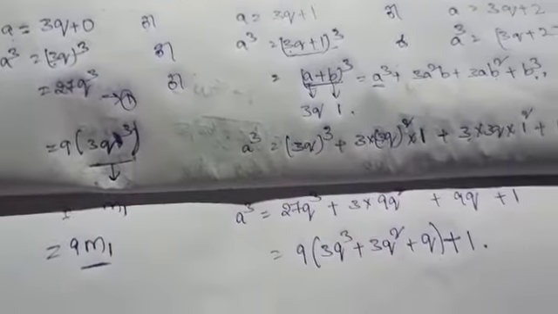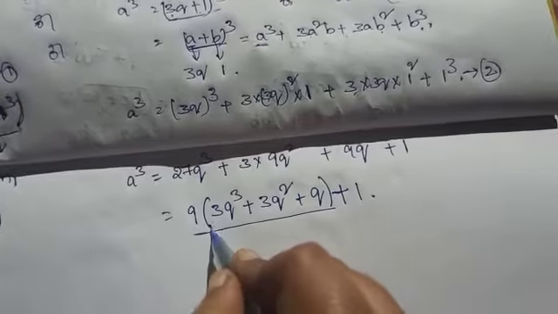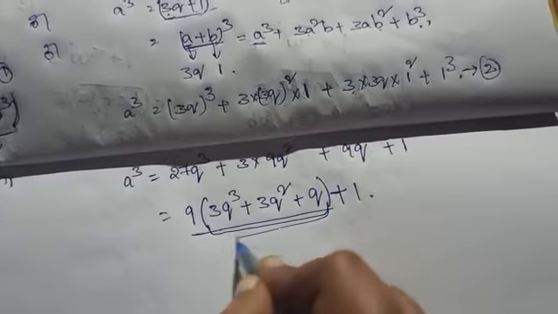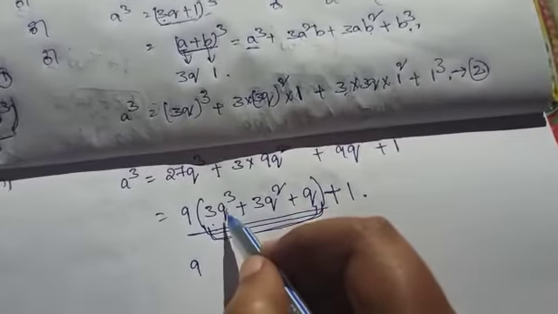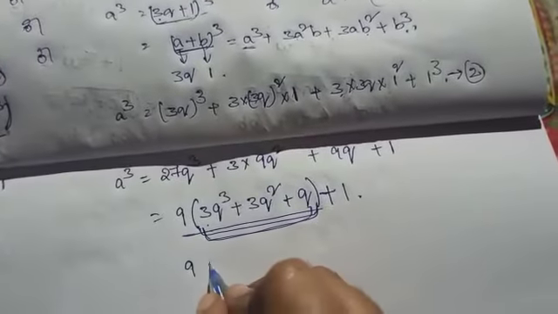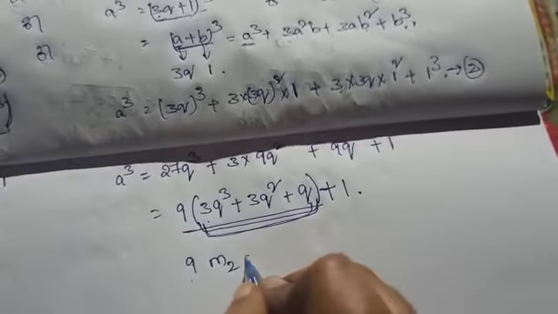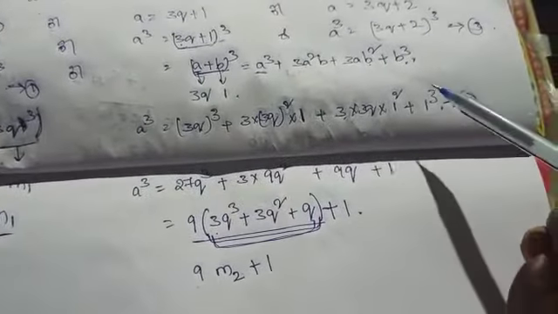Next, see this equation. This is also some constant. So let 3q cube plus 3q square plus q be m2. So 9m2 plus 1. Okay, is it clear? Next equation, the third equation.